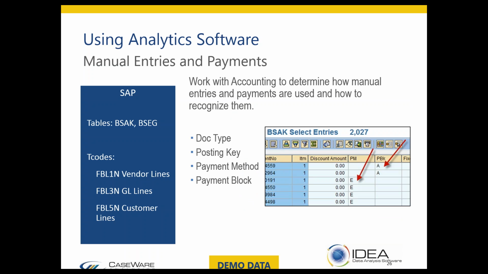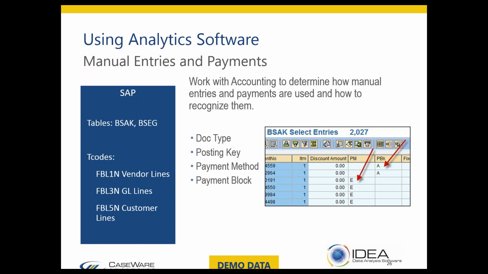It's a standard table, BSAK. It has vendor line items, payments, and invoices. For PM, that's called payment method. And your payment methods are going to be different. They're different in every country. And then PBK is payment block. It's also a standard field. So that's kind of an example of what you might want to look at.